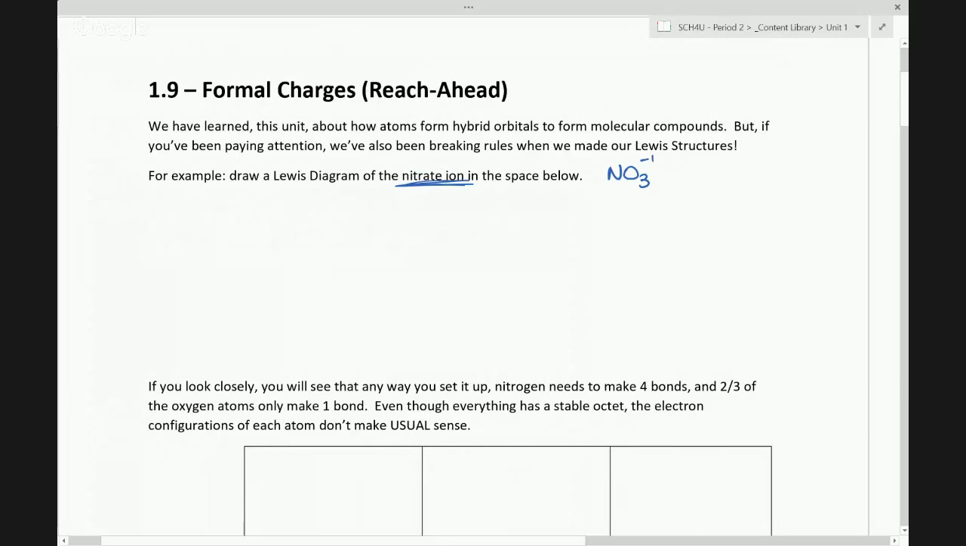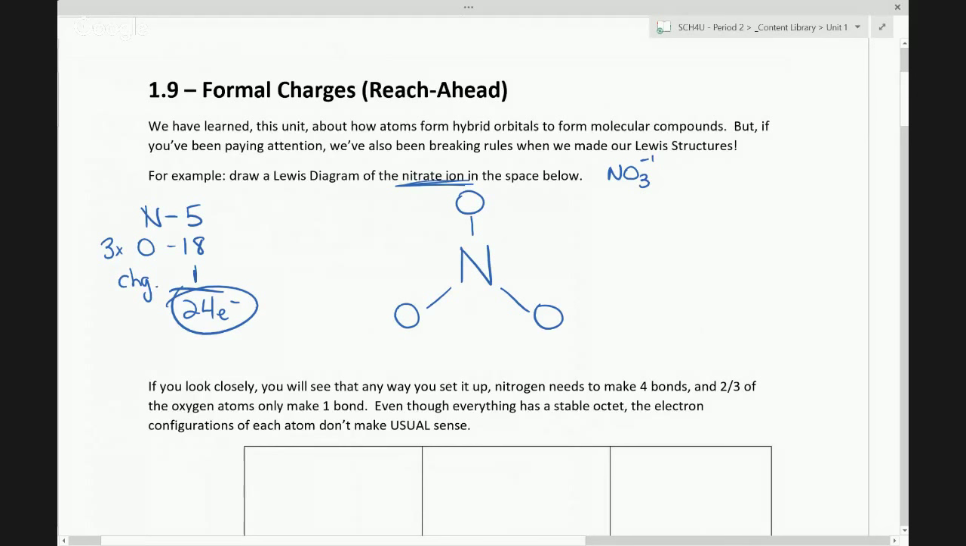And so if we go to make a Lewis structure, we know that nitrogen is going to give us 5 electrons in its valence, and that 3 times oxygen gives us 18. And the charge is going to give us 1 more, and that gives us a total of 24 electrons. And so when we go to do the Lewis structure, the least electronegative atom here is the nitrogen. So it goes in the middle, and we surround it with 3 oxygens. Just like that. And then we fill in the octet of each of these surrounding oxygens.